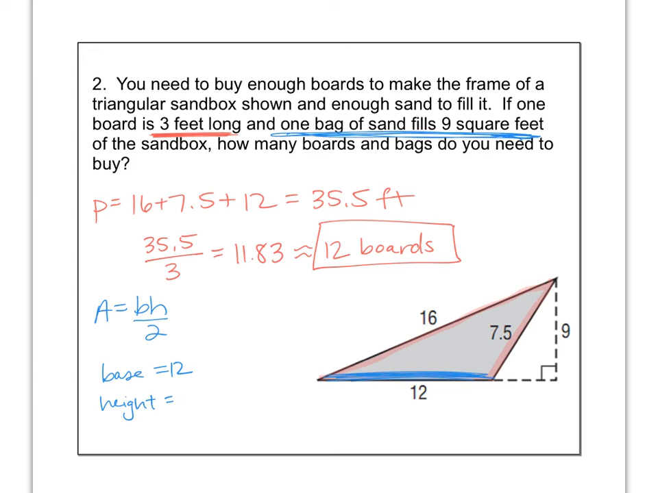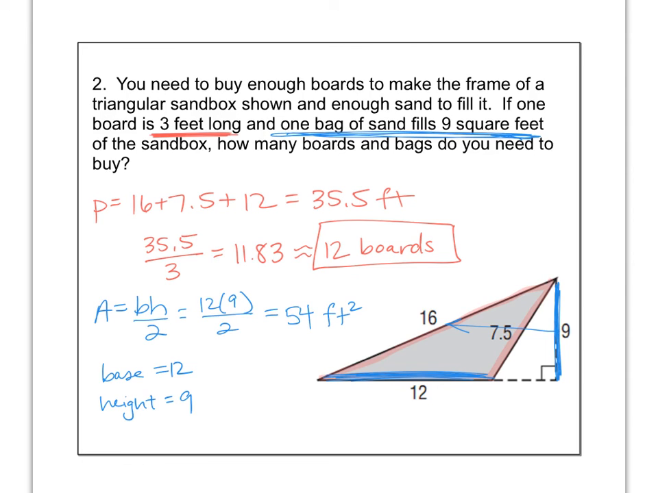The height is actually outside of the triangle. It's the 9. Because if you slide that over, that's what's going to be perpendicular to the base. So a little unusual, it's outside of the box. So 12 times 9 divided by 2. Well, 12 divided by 2 is 6. 6 times 9 is 54. So the area is 54 square feet.